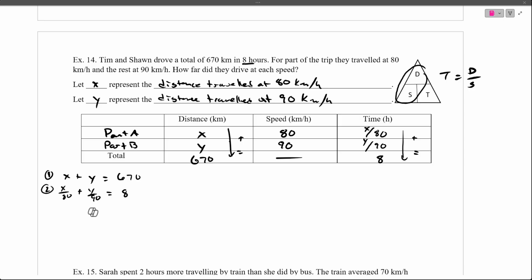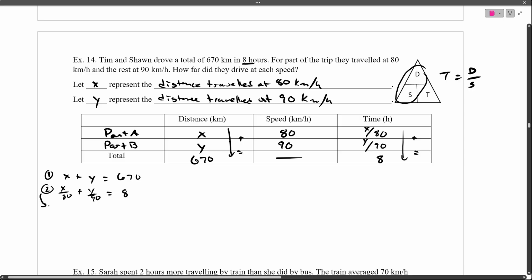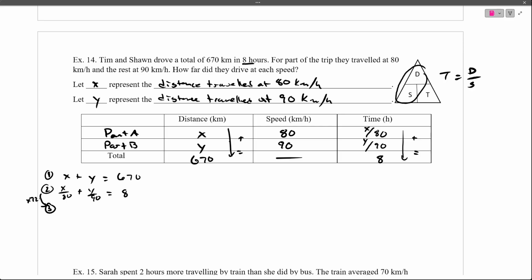I'm going to multiply equation number 2 by that whole 720. This is going to create a bit of a big number, but that's okay. So we're going to take this equation to create equation number 3, and we're going to multiply by 720. Holy smokes. When we do 720 multiplied by x over 80, we end up with a nice little 9x. And similarly, over here, when we do 720 multiplied by y over 90, we end up with 8y.